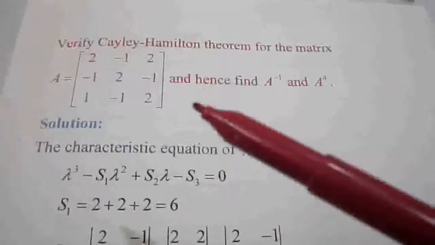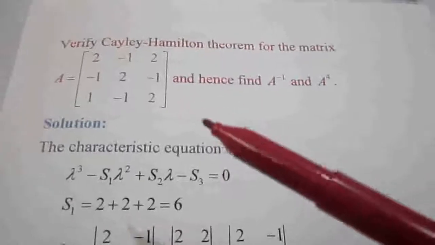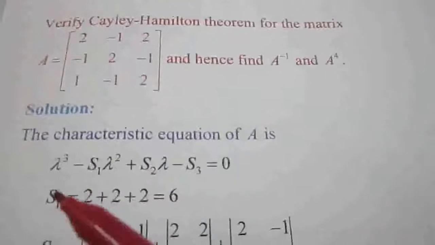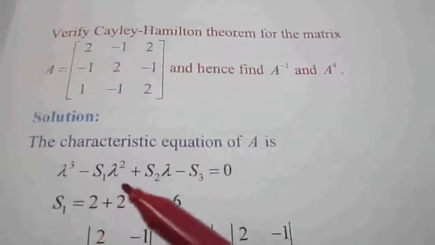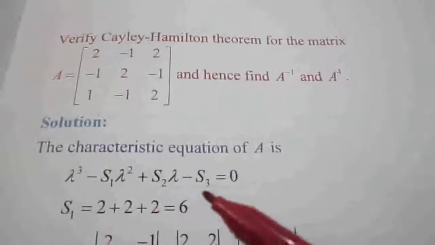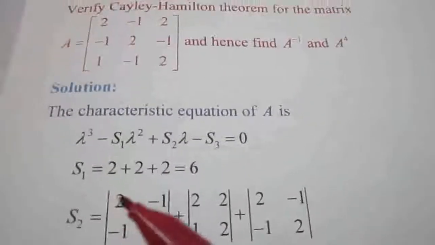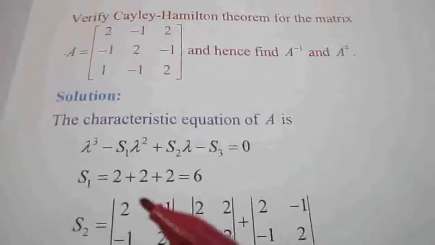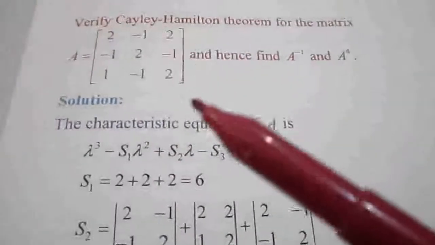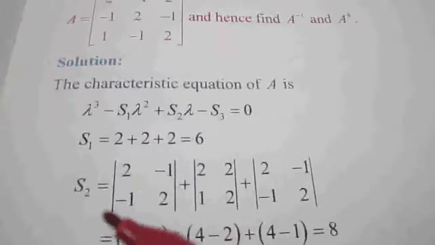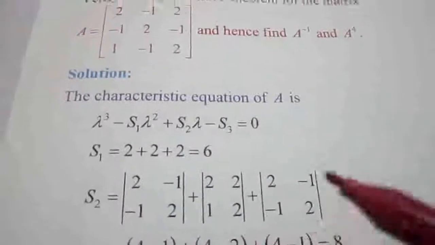Now the given matrix is a 3 by 3 matrix. So we know the characteristic equation of a 3 by 3 matrix is lambda cube minus S1 lambda square plus S2 lambda minus S3 equal to 0, where S1 is the sum of the main diagonal elements. The diagonal elements are 2, 2, 2, so the sum of these is 6. And S2 is the sum of the minors of the diagonal elements.